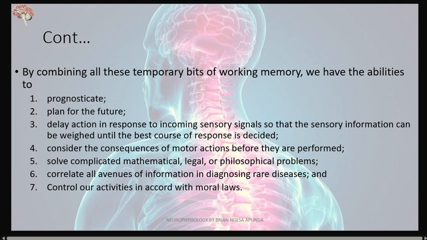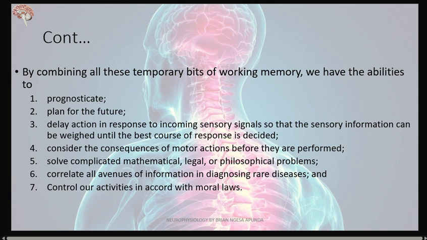So by combining all these types of temporary bits of working memory, we have the ability to prognosticate. That is, to tell the prognosis or tell the future. You can also plan for the future. You can delay a response to an incoming sensory signal, and we've been able to demonstrate this.